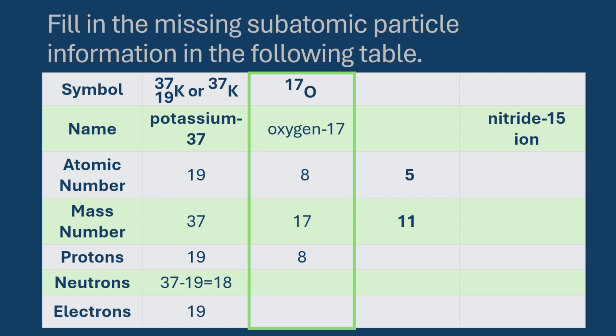Again, I do not have the word cation or anion or ion anywhere, and I have no charge written in, so I must have the same number of electrons as I do protons. I find the neutrons, again, by subtracting the atomic number from the mass number, and that's going to be 9 for this isotope of oxygen.